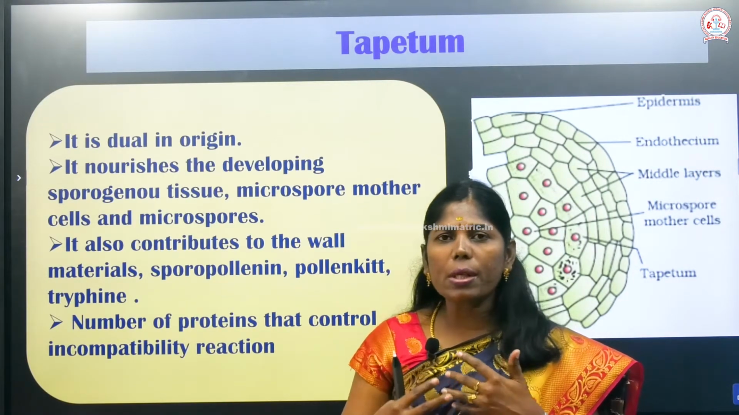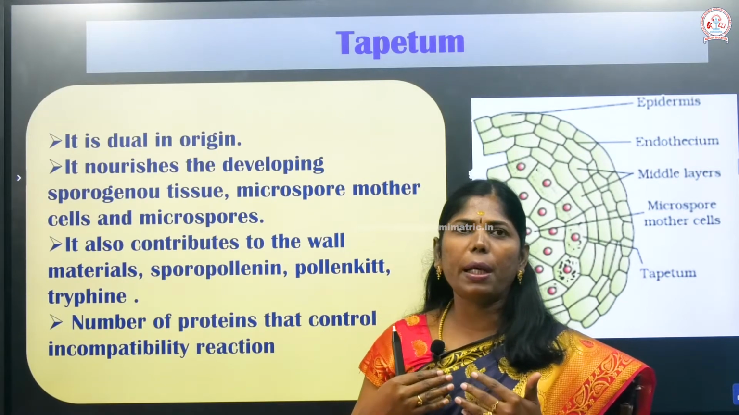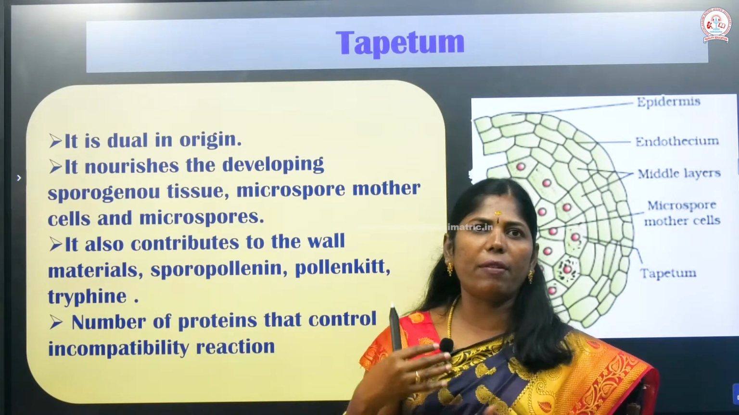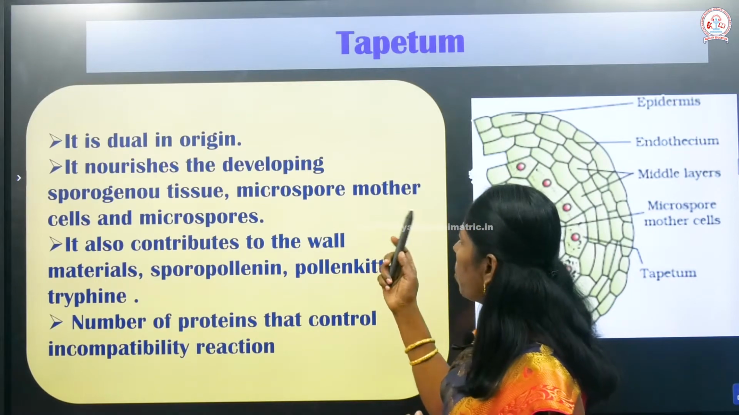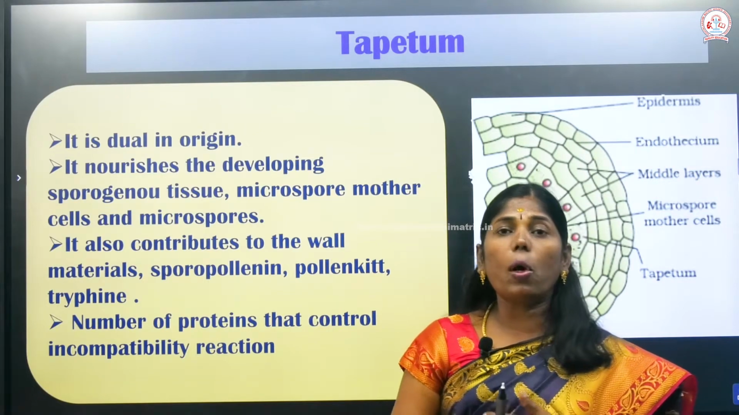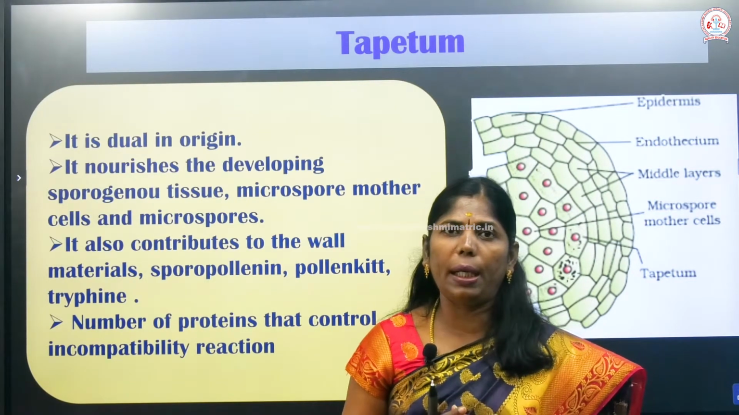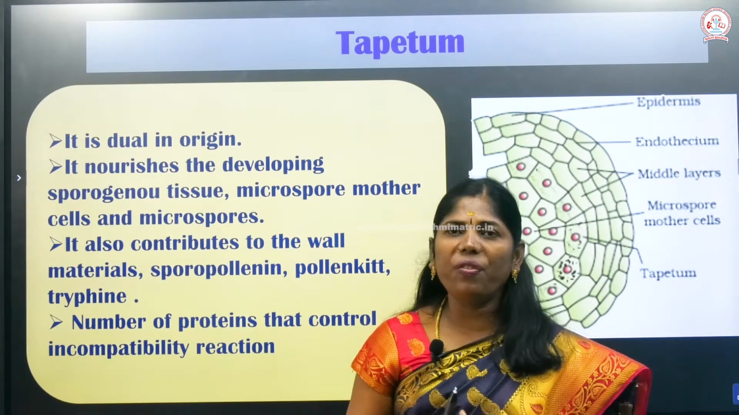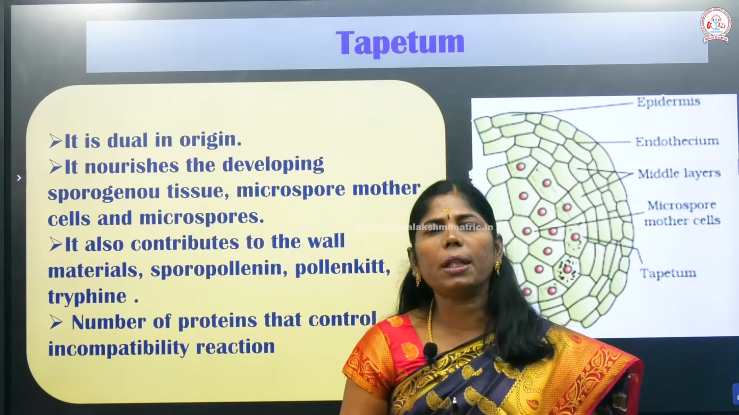They have to supply the food materials. Supplying and nourishing the developing sporogenous tissues, microspore mother cells and microspores. They also have to contribute the wall materials, actually sporopollenin, pollen kit and tryphine. These are all the cell wall materials of the pollen grains.